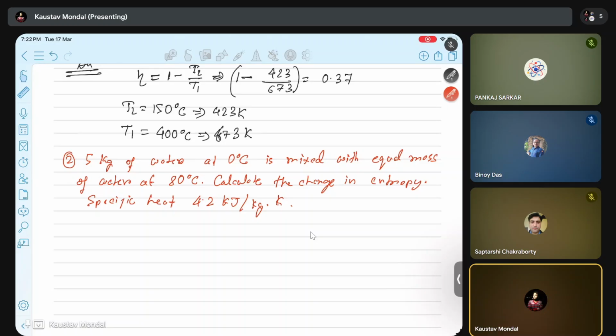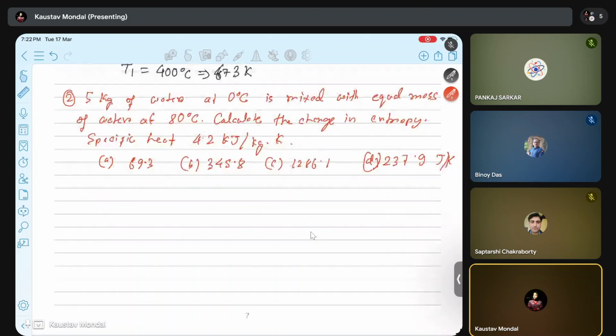So the options are option A, 69.3, option B, 345.8, option C, 1286.1, and option D, 237.9. All are joule per Kelvin.